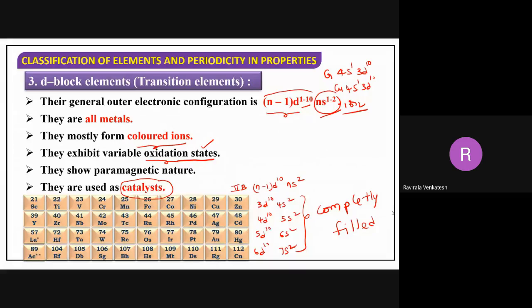So second B group elements, isn't it? They are not called transitional elements. They do not come under transitional elements here. Why? Because they are having completely filled configuration. Understood here? When you observe the remaining elements, they are having incomplete configuration. For example, scandium 3d1 incomplete, chromium 3d5 incomplete, cobalt 3d7 incomplete here. So incomplete d orbital.